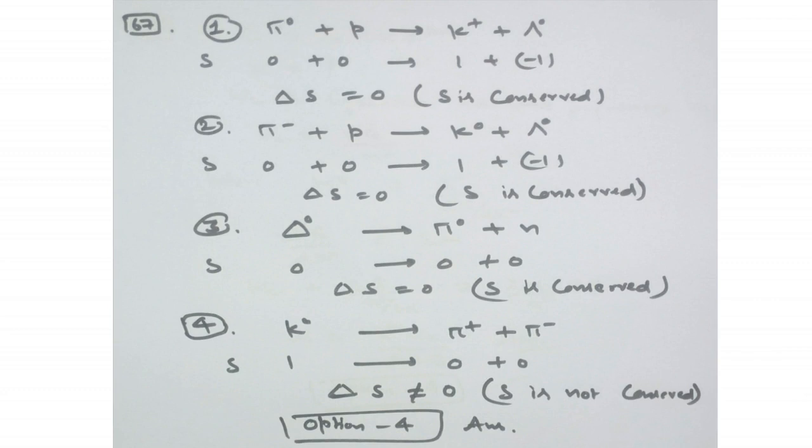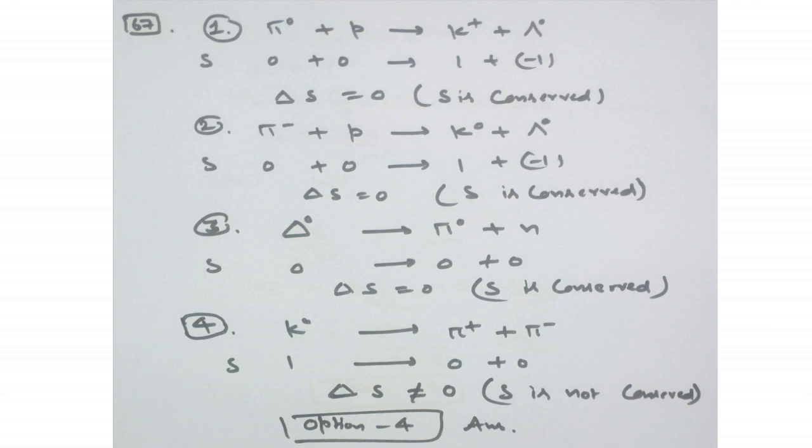So now in the first case, for pi naught it is 0, and for proton it is also 0. And in the right hand side for K plus it is 1 and for lambda it is minus 1. So that means the strangeness in the left side and right side is equal. So the change in strangeness is 0. So that means the strangeness is conserved in this case.